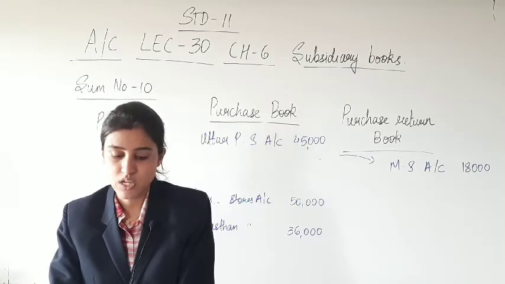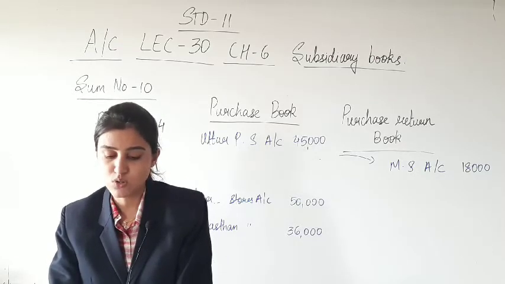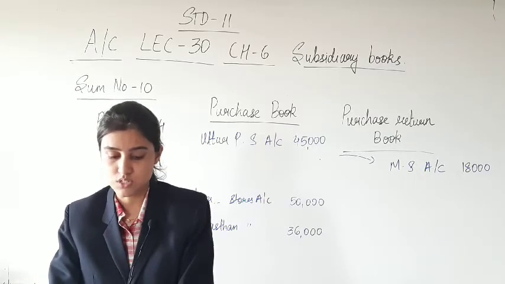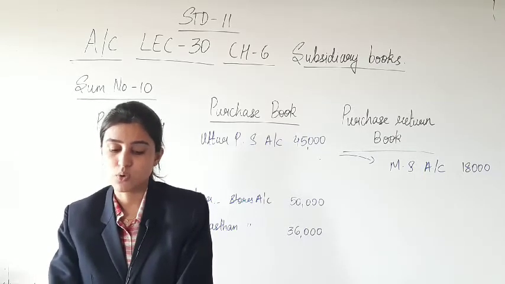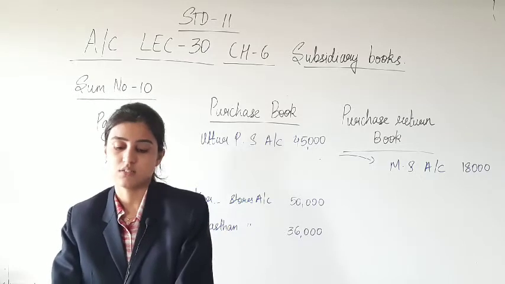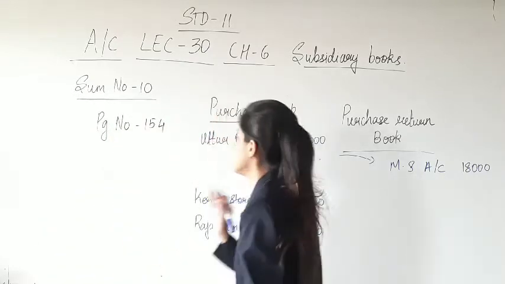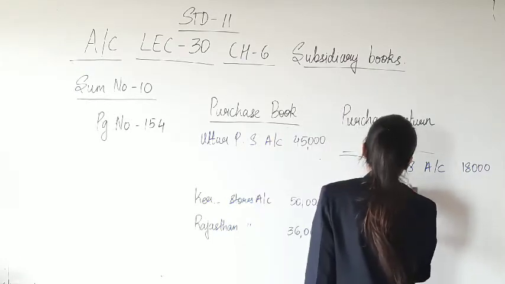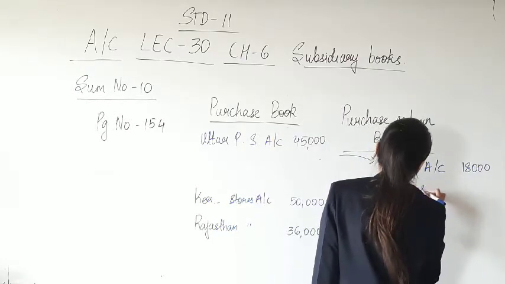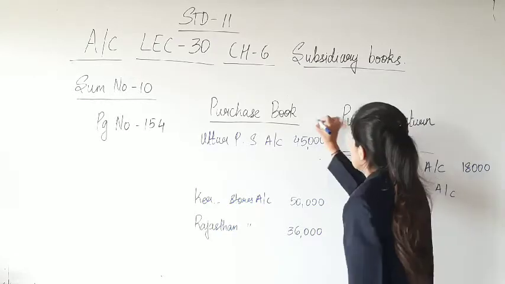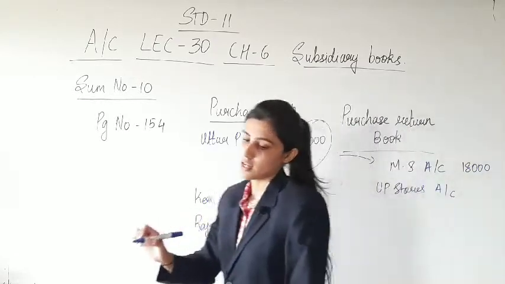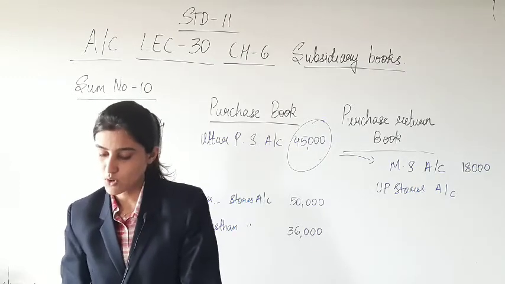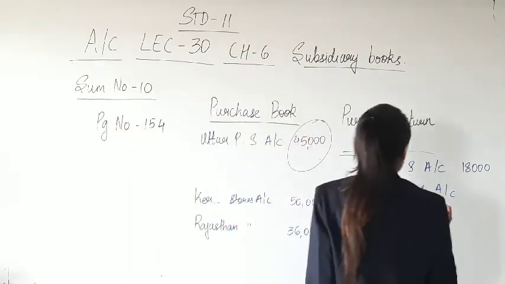On 29th of January, they say out of total goods purchased from Uttar Pradesh stores, 30% goods is returned, along with goods debit note 44 is sent. Goods have been returned to Uttar Pradesh stores. So of course, Uttar Pradesh stores account 45,000 and how much is returned? 30%. So the 30% of 45,000 is 13,500.